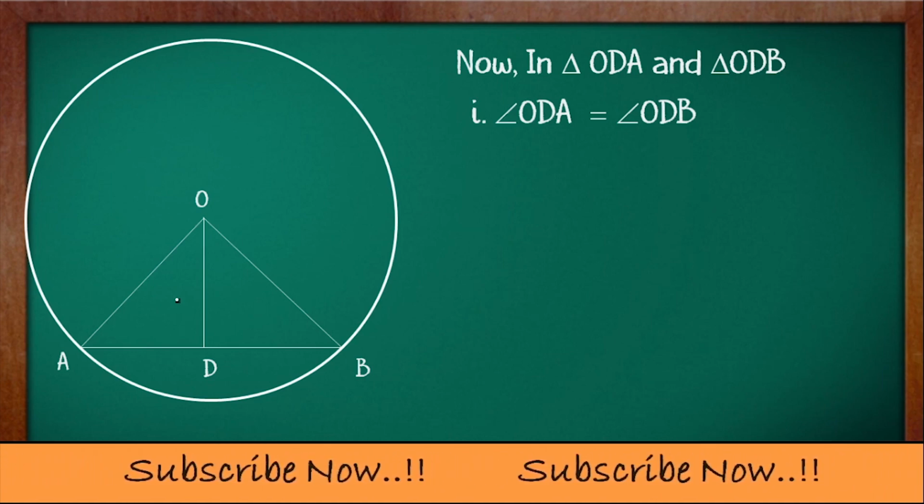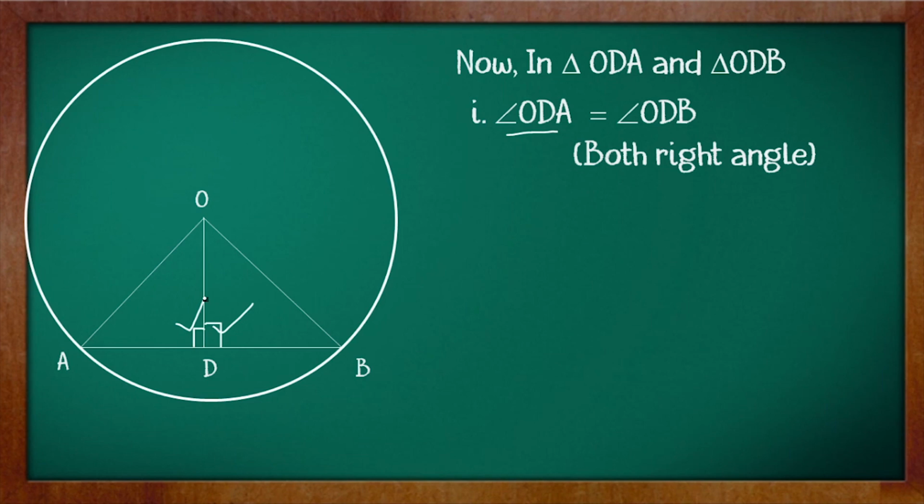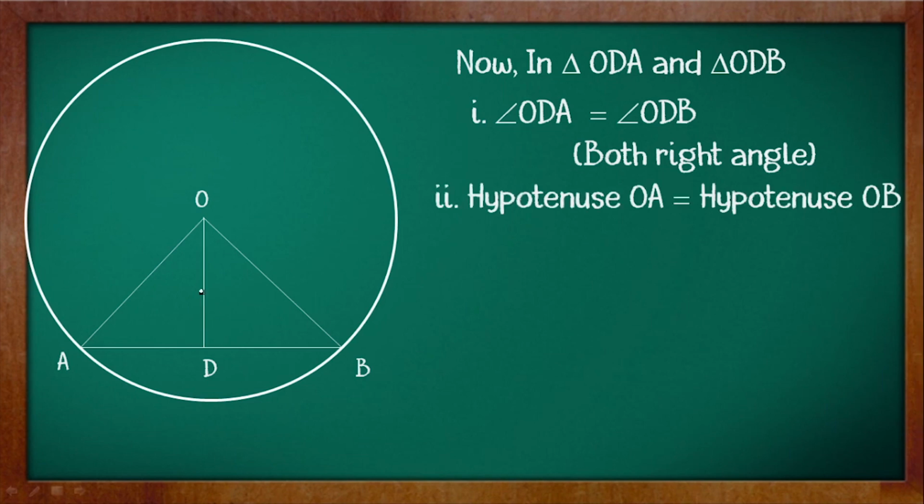Number one, what we can see is that angle ODA is equal to angle ODB. ODA, that is this angle here, is equal to ODB. Why are these two angles equal? Because they are both 90 degree. So this angle is also 90 degree here, this angle is also 90 degree here, so they are equal. So what is the reason? Both right angle.